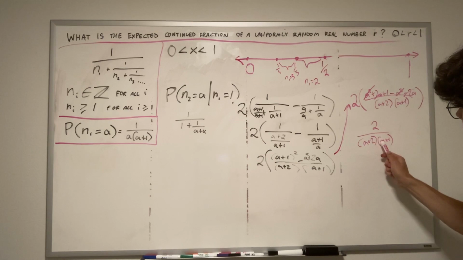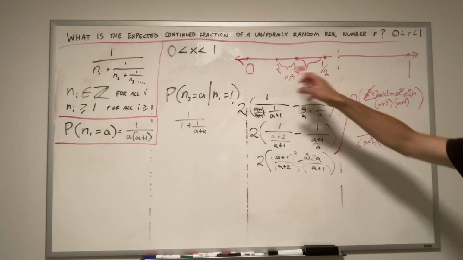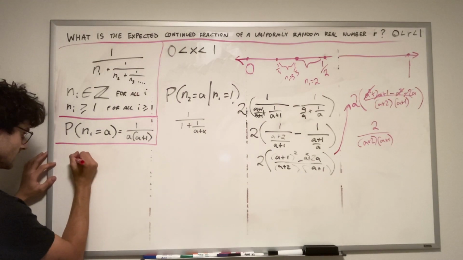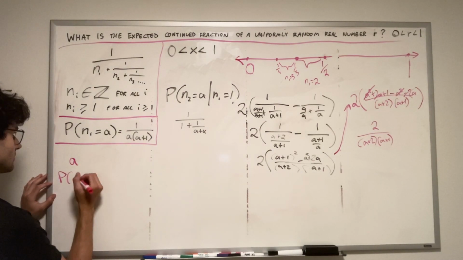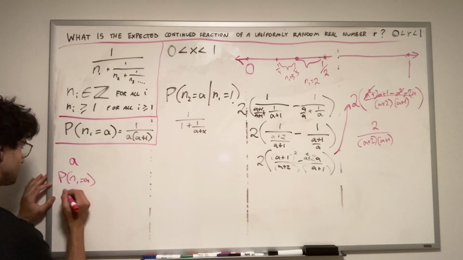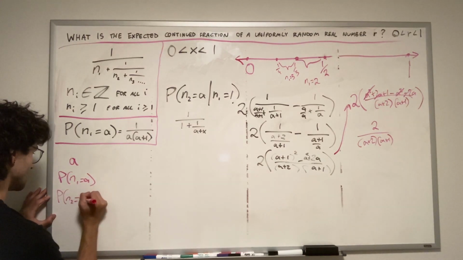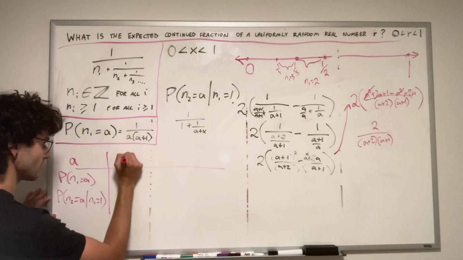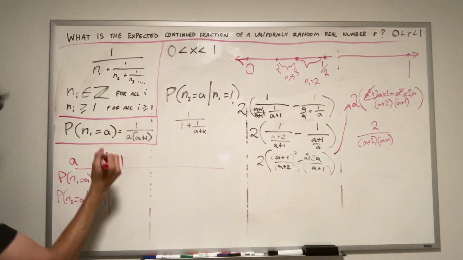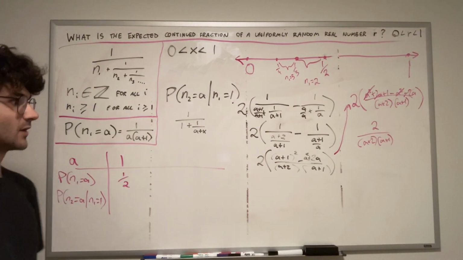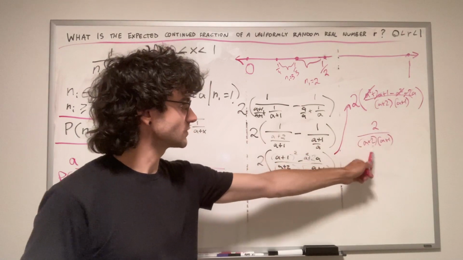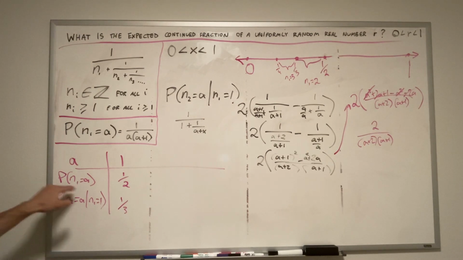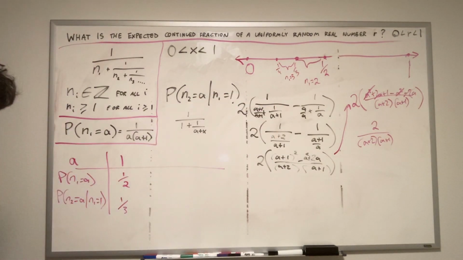So how does this compare with the overall probabilities? Okay, so let's make a table here. Here's A. Here's the probability that N1 equals A, and then the probability that N2 equals A, given that N1 equals 1. So with 1, the probability is 1/2. Now, with A as 1, this is 2 over 2 times 3, which is 1/3. So we see it's actually lower with the conditional probability.